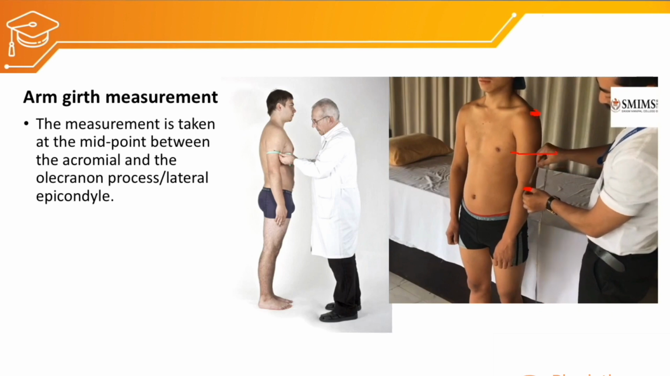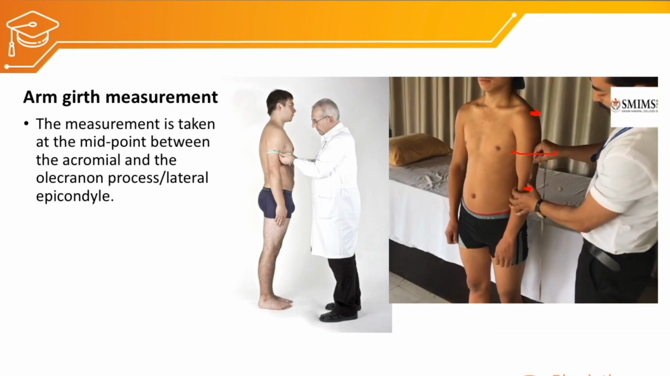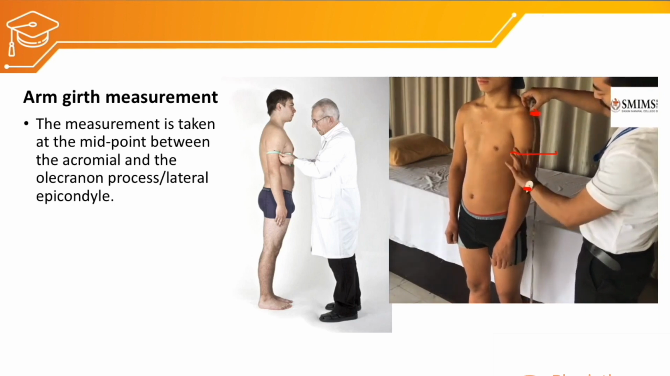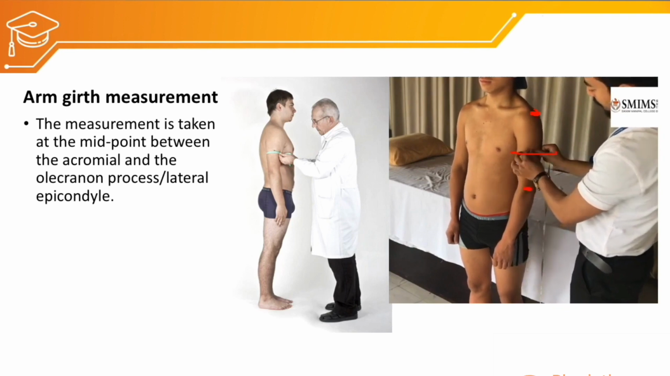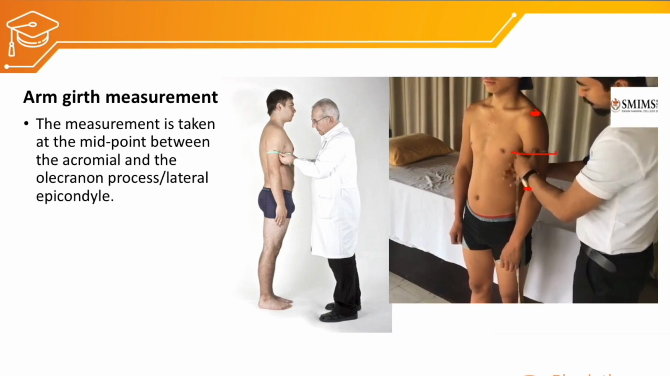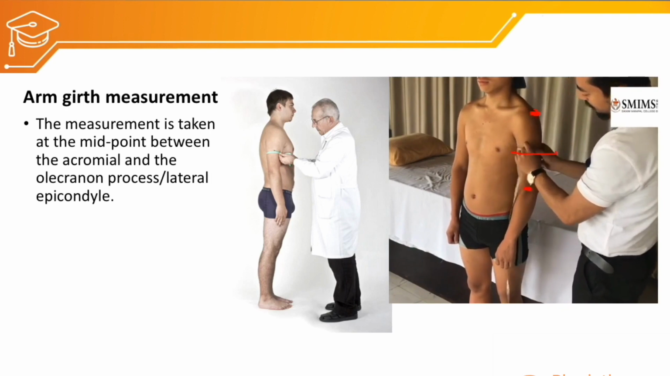So you can see here the therapist places first point at the lateral epicondyle and second point at the acromion process. Then he takes the midpoint of these reference points and then measures the circumference of the arm.